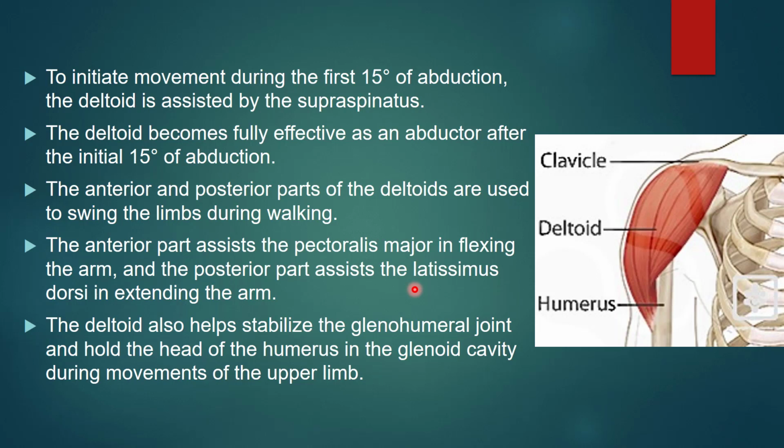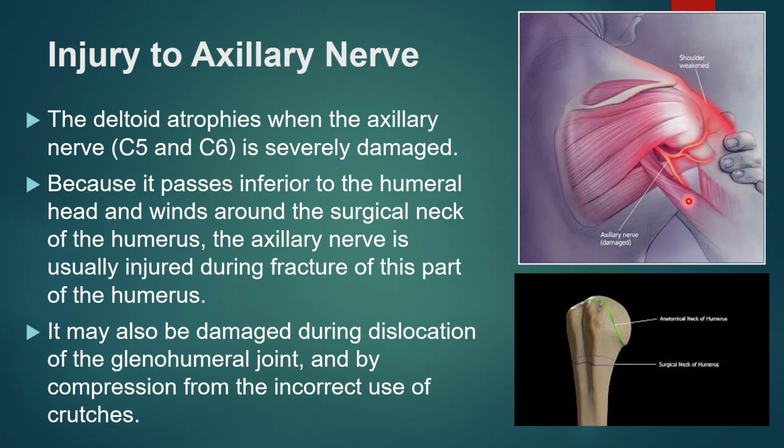The deltoid also helps stabilize the shoulder joint and hold the head of the humerus in the glenoid cavity during the movement of the upper limb, because it is covering the shoulder joint. It is forming the rounded shape of the shoulder joint, so it is stabilizing the shoulder joint also during the movement of the upper limb.